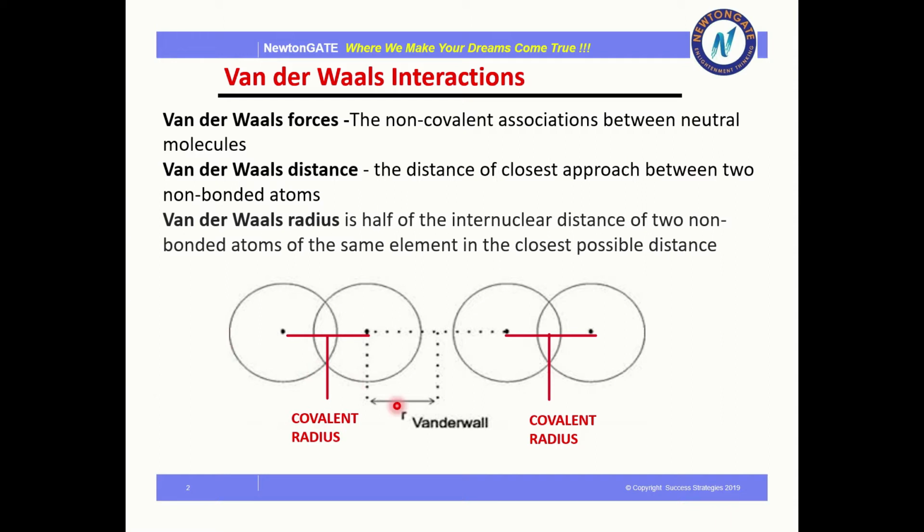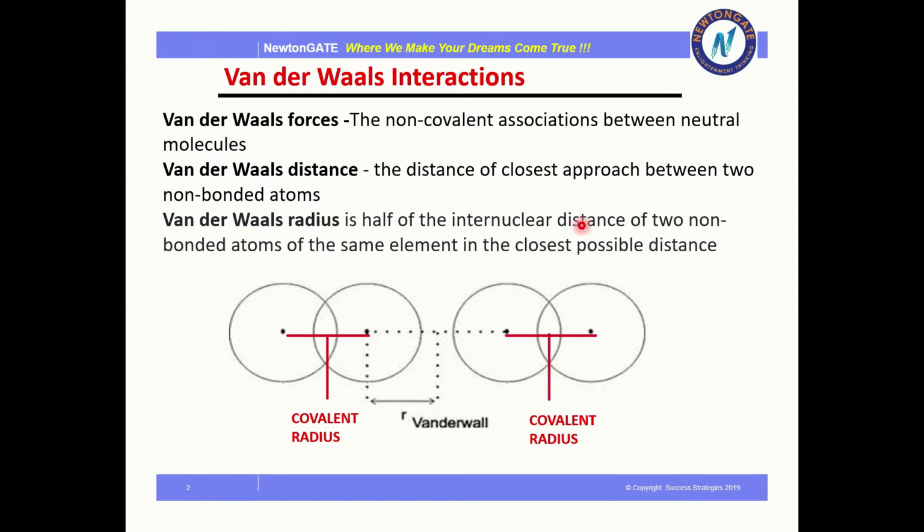So what is the van der Waals radius? It is half the internuclear distance between two non-bonded atoms. See, these two are non-bonded and there is the radius here. This is the van der Waals radius. Can you see that in the diagram? It is half the internuclear distance of two non-bonded atoms of the same element at the closest possible distance.